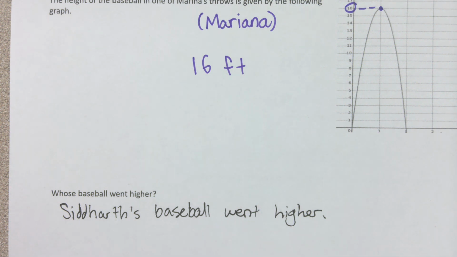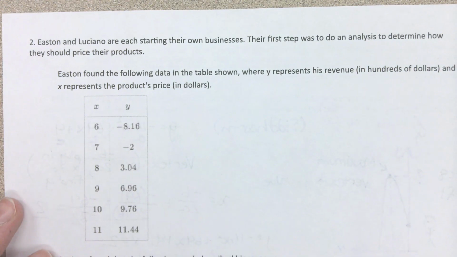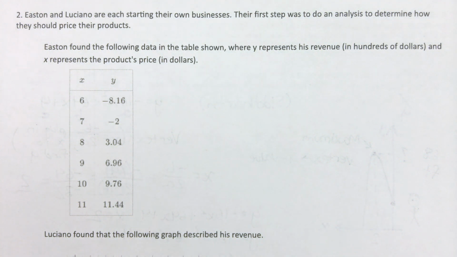Any questions on the first example? No, man. On the back, we have another one. This one's going to take far less time because there is no equation. Easton and Luciano are each starting their own businesses. Their first step was to do an analysis to determine how they should price their products. Easton found the following data in the table shown, where Y represents his revenue in hundreds of dollars, and X represents the product's price in dollars.